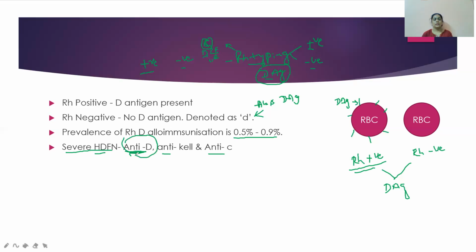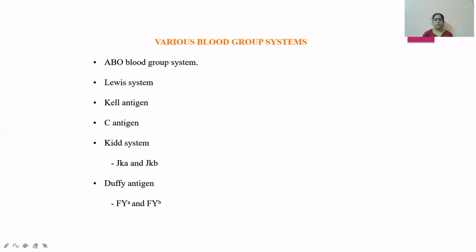So hemolytic disease of the fetus and newborn is caused by anti-D, anti-KEL, anti-C, Duffy, and Lewis. These are the various blood group systems, and I'm not going into the detail. We can see that Lewis also causes hemolytic disease of the fetus and newborn, and even Duffy can also cause it.